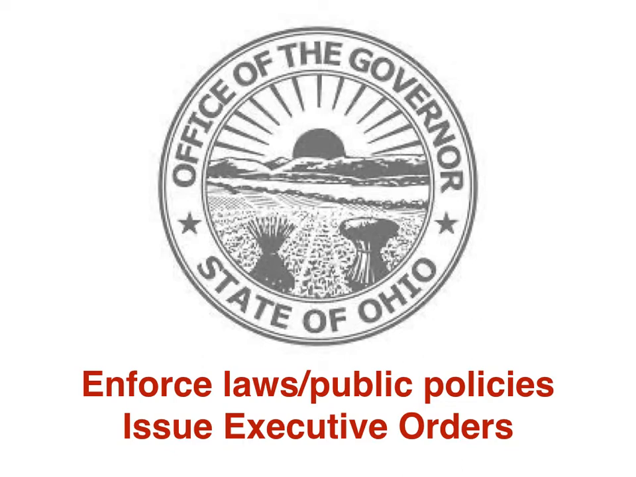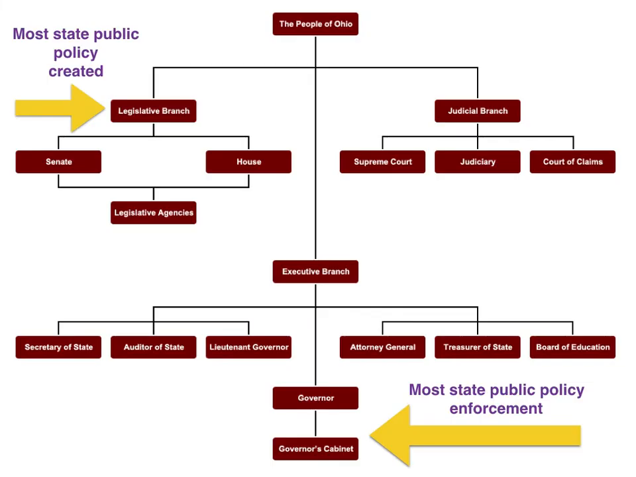But again, the executive can do executive orders. He has some power, or she has some power to act. So if we looked at this chart of Ohio's government, obviously the people of Ohio vote. Right? They are the ones who vote on representatives and senators to go to Columbus to make the laws. So most state public policy is created with the legislative branch. But most enforcement of that public policy falls to the governor or the governor's cabinet.